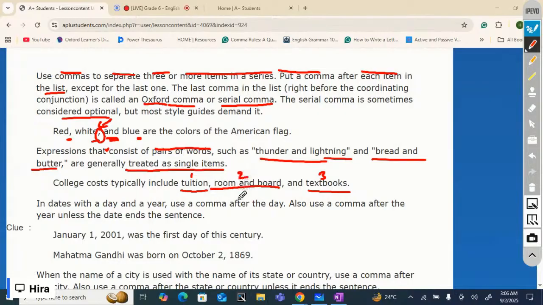You cannot separate room and board, because it will be treated as a single item. So first comma here, second comma here. Now all three items in the series are separated using commas. This is the last one before the coordinating conjunction, so this is the Oxford comma or serial comma. So this is the use of commas in series.